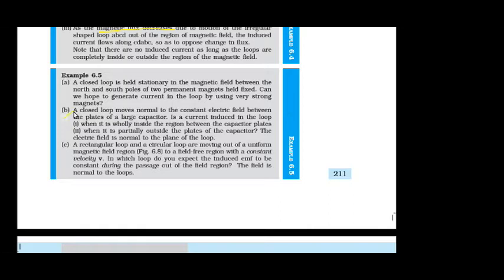Question number B. A closed loop moves normal to the constant electric field between the plates of a large capacitor. Is the current induced in the loop? 1. When it is wholly inside the region between the capacitor plates. 2. When it is partially outside the plate of the capacitor. The electric field is normal to the plane of the loop. So let us see.